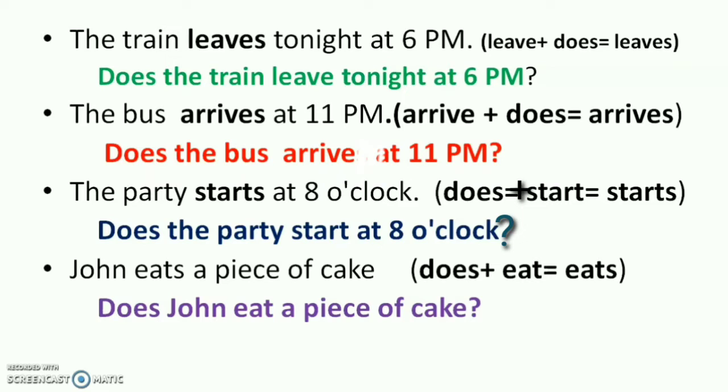Then, John eats a piece of cake. Eat plus does becomes eats. If we take the auxiliary does from the verb, that is eats: Does John eat a piece of cake? Look at the sentence. Does, then eat, because we have already taken the auxiliary, so we have to use eat, not eats. So you can write a number of sentences like this. You have to practice. Use the correct form and split the auxiliary in these practices.